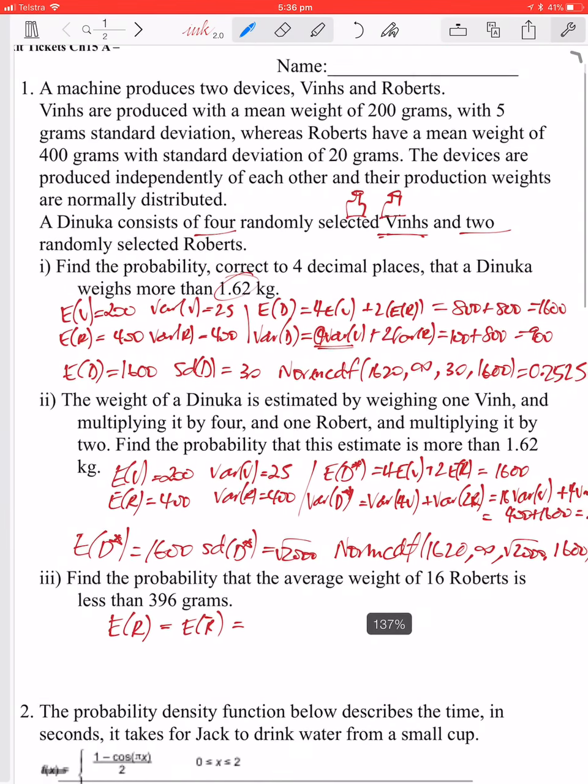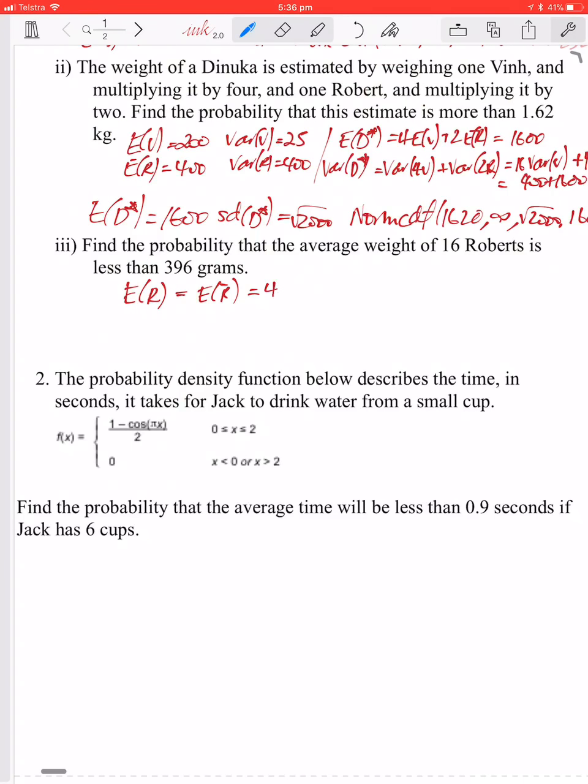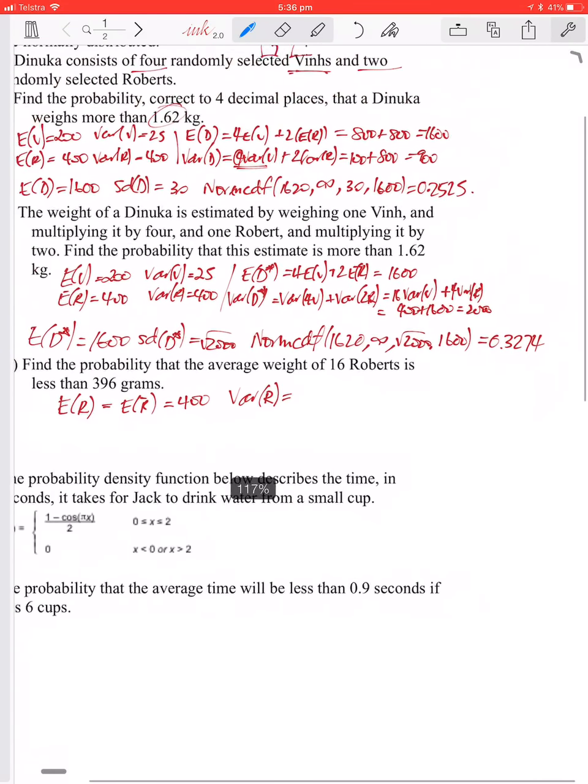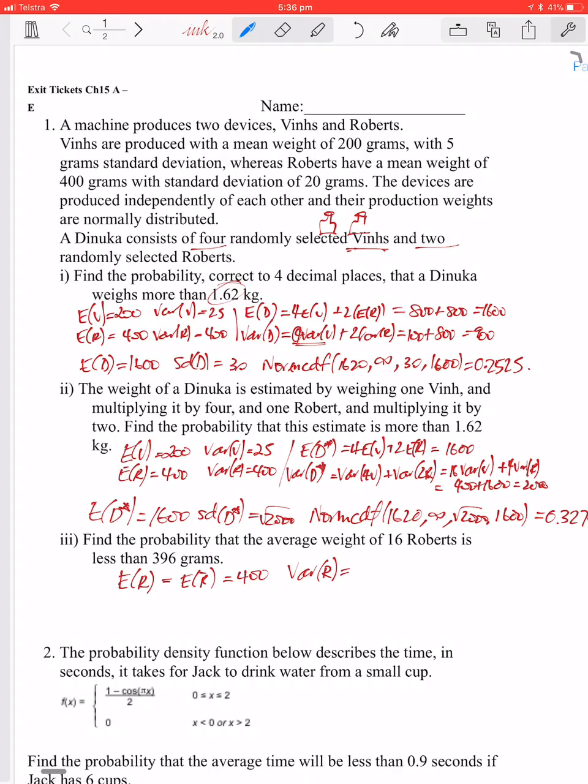My expected value, my average weight, is 400. My variance of R is, what was it? Sorry, my standard deviation of a Roberts is 20. So the standard deviation of my sample mean is going to be 20 on root 16, which is 20 divided by 4, which is 5.